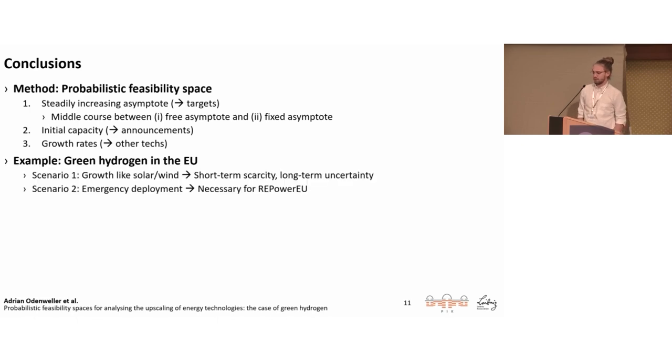And we apply that to green hydrogen in the EU, as I said, with global numbers also in our paper. Under growth that is similar to solar and wind, that really leads to short-term scarcity, so not reaching the REPowerEU target by far, and long-term uncertainty. Emergency deployment is then what's really necessary to reach those targets. And I just got a yellow card, so I'm wrapping up, and thanks a lot.